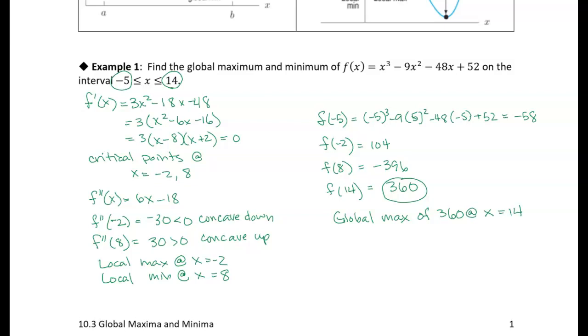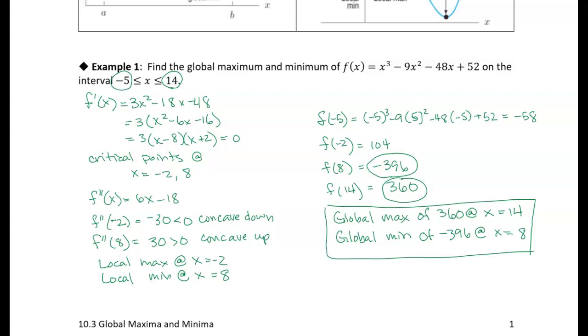And the global minimum is, I look at all these and say, okay, this is the smallest one, minus 396 at x equals 8. So I have now determined my global maximum and global minimum. And that's all there is to it.